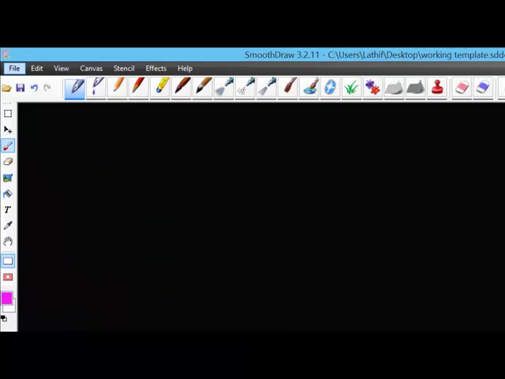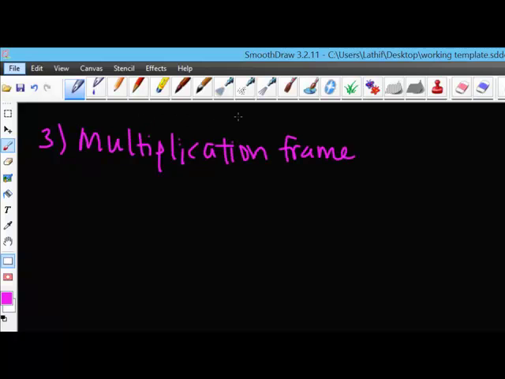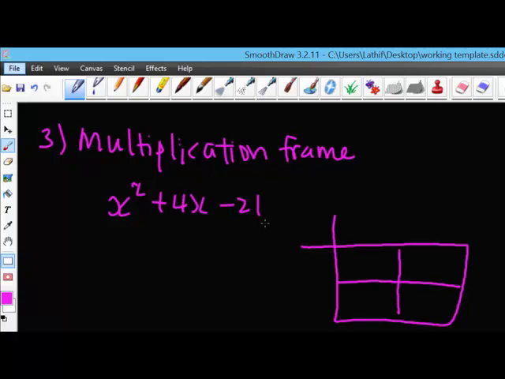The third one, which all of you are very familiar with, is our multiplication frame. Okay, to recall, let us do one question on multiplication frame. Example, x squared plus 4x minus 21. Let us draw our multiplication frame over here. Two of the terms we can guarantee will be in this box. And what gives you x squared? You will say x multiplied by x. And what are the factors of 21? 1 and 21, 3 and 7.